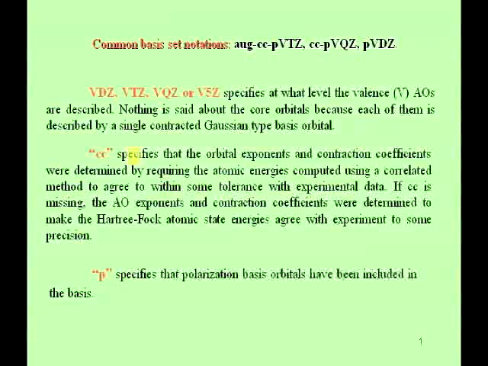The P in PVTZ, PVQZ, and so forth means that polarization basis orbitals have also been added to the basis set. Now, these particular kinds of basis functions that you find are called Dunning, because Tom Dunning was the primary mover in developing this particular kind of basis set, these augmented and non-augmented, I haven't yet told you what augmented means, correlation consistent polarized valence, and so on. When the polarization functions are added, they have a very specific way of adding them.